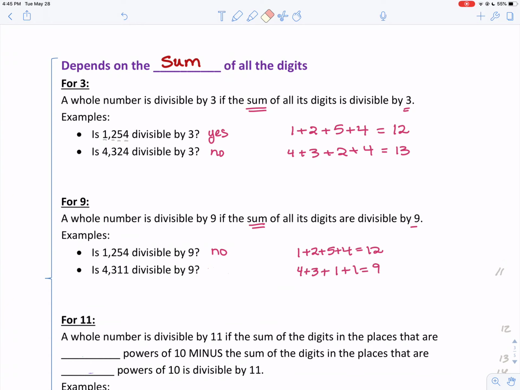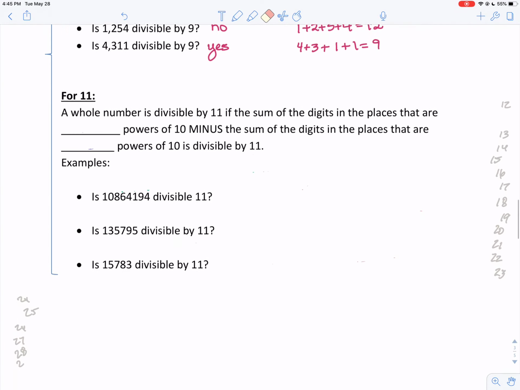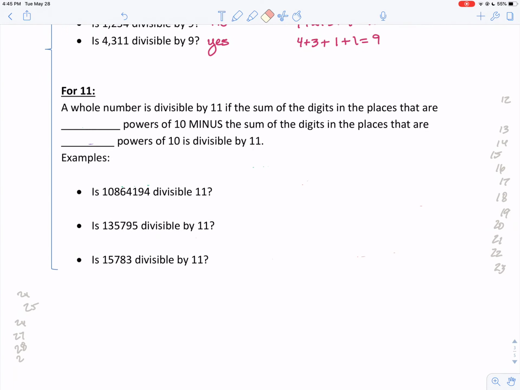4,311, though, if I add those up, I get 9, which is divisible by 9, so that number is divisible by 9. And finally, number 11, to see if something is divisible by 11. Now, this one's a little bit different. You still are going to add up the digits, but you add them up a little differently.